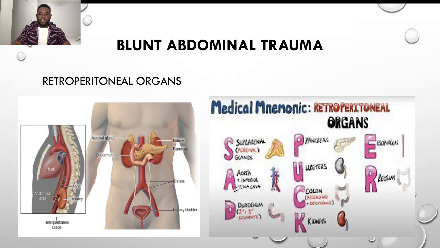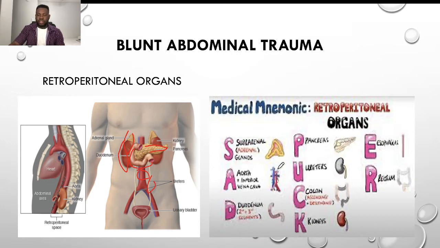So these are the retroperitoneal organs, and they're the SAD PUCKER, as we can see here. We can see some of them: the kidneys here, the suprarenal gland is here, the pancreas is here, the duodenum is here. We can see the great vessels, so the aorta and the IVC are here. The ureters are here. And the rectum is also there, but we don't see it over here.